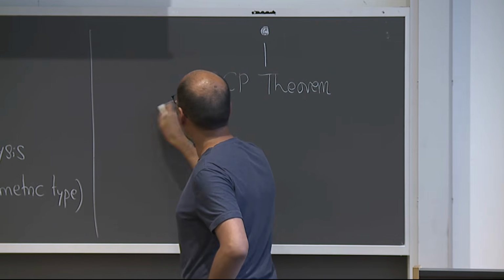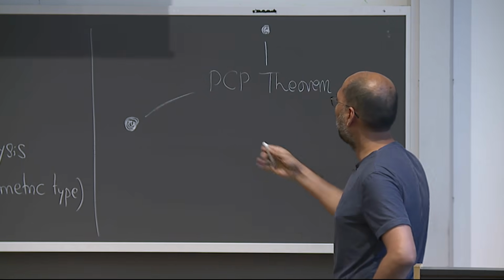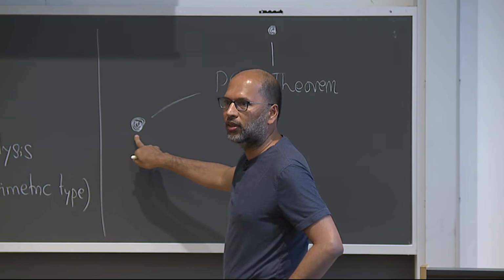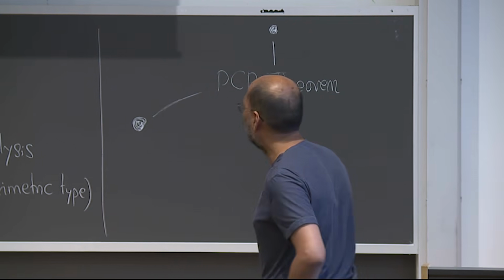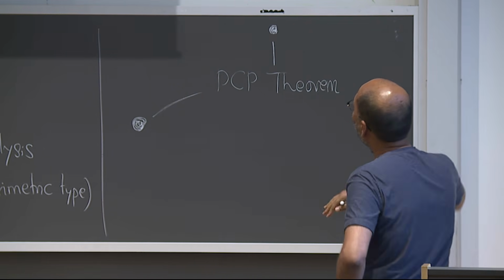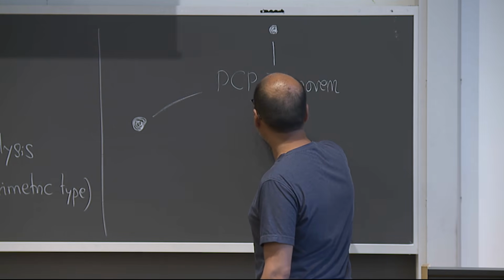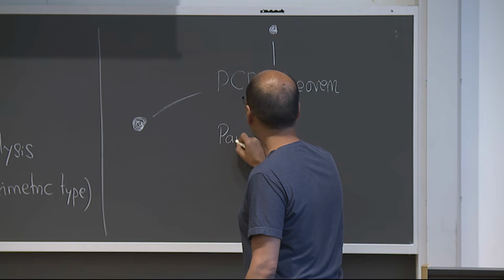From the PCP theorem, one can show some results in a direct fashion, though I have to say I don't have an example here which I would consider most compelling. I might be missing out on something. On the other hand, the vast majority of results, they would start from the PCP theorem. Then there is a step which is called parallel repetition.